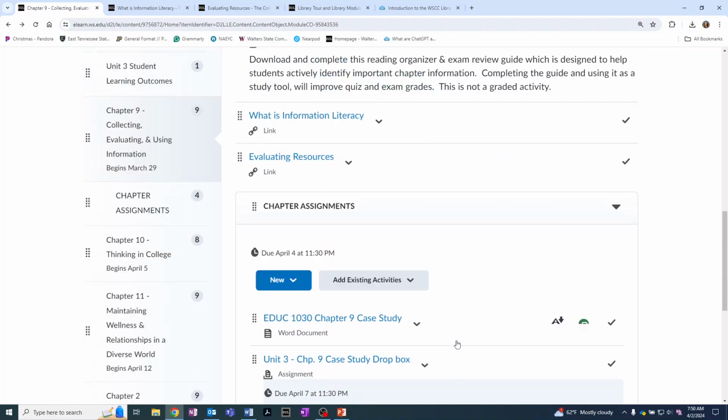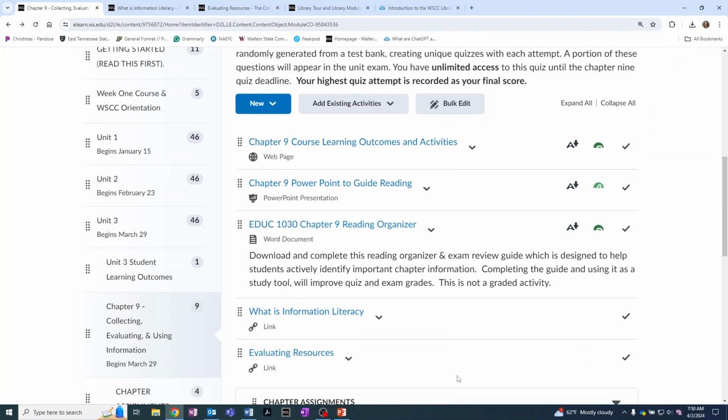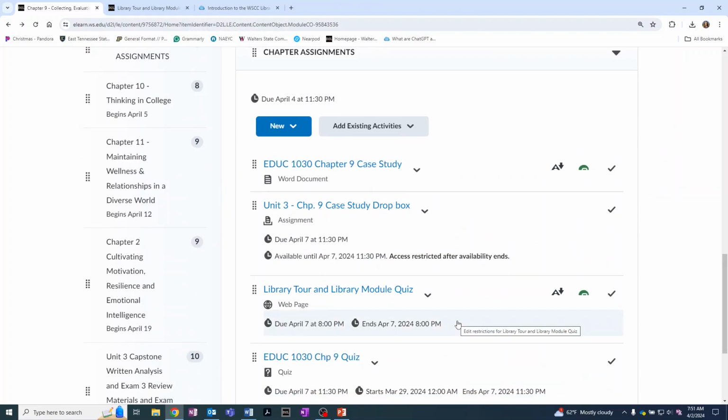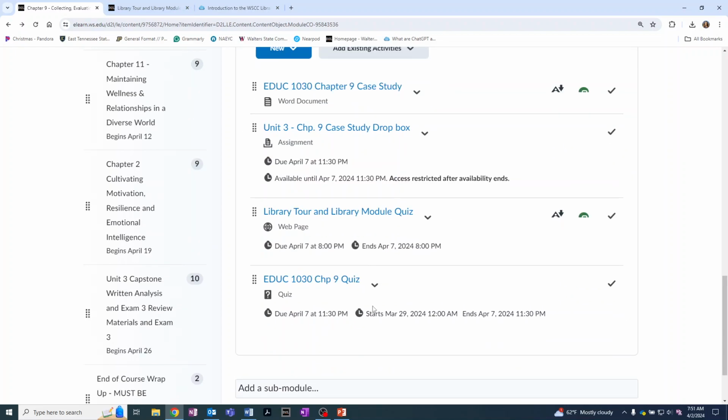So again, you have all these organizers to help you organize your information. You have the PowerPoint slides. I give you some videos to kind of help you gain a deeper understanding. You also are going to have that library tour, that module quiz. This is a bonus point quiz.